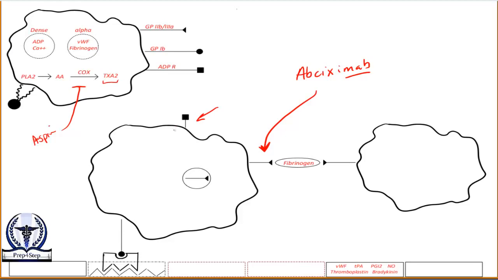The ADP receptor, this guy right here, is also blocked by two drugs. One is clopidogrel, and the brand name for it is Plavix. The other one that is important is ticlopidine, or Ticlid, and that blocks this guy too. Both of them irreversibly block the ADP receptor, thereby inhibiting the GP2B3A conformational change and the expression of that particular receptor on the platelets.